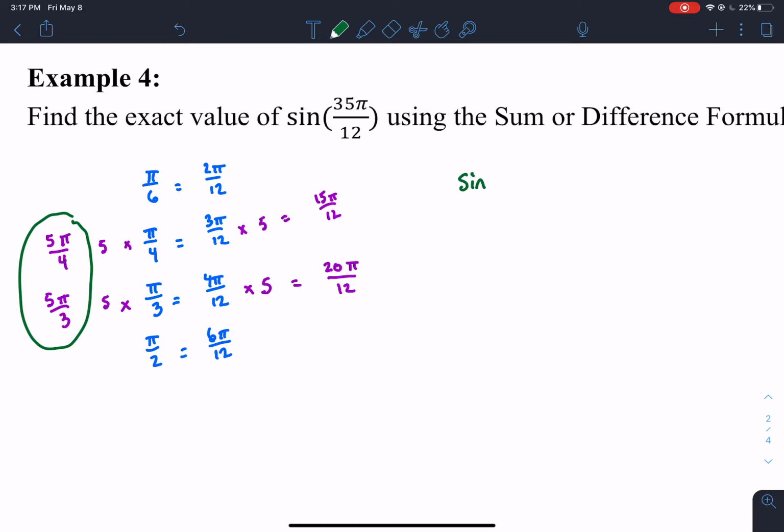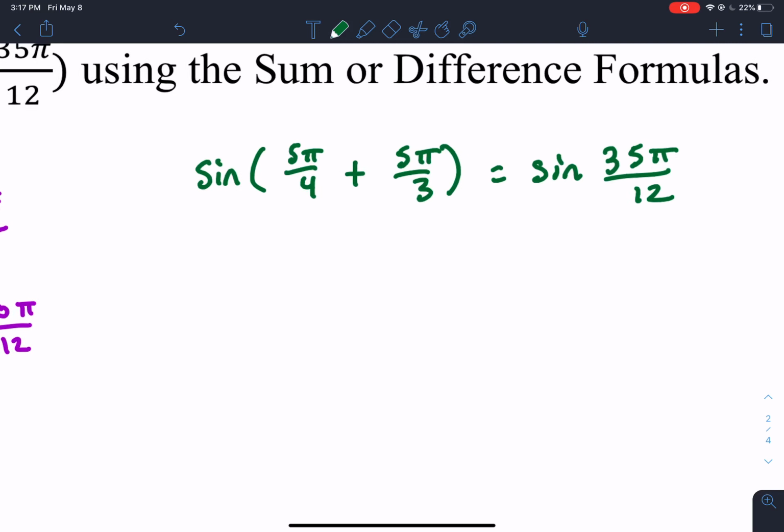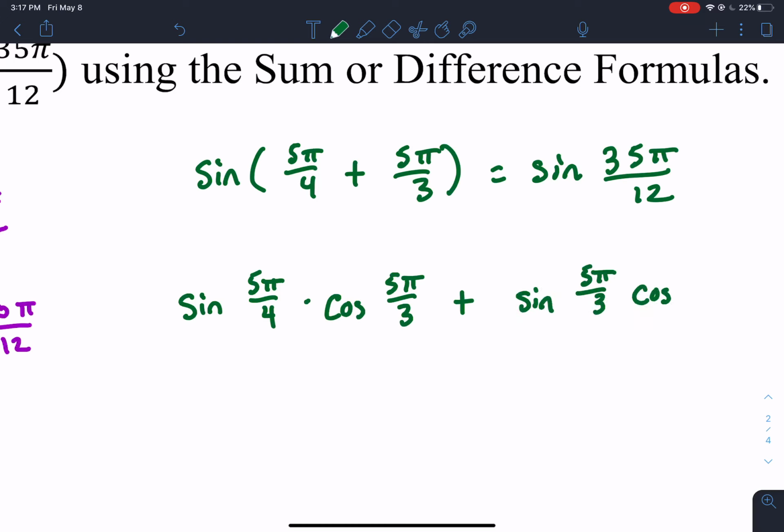All right, so sine of 5 pi over 4 plus 5 pi over 3 is going to give you sine of 35 pi over 12. So first thing you got to do, again, is just expand the formula out. So you got sine of 5 pi over 4, so sine of the first times cosine of the second, plus now sine of the second, cosine of the first.